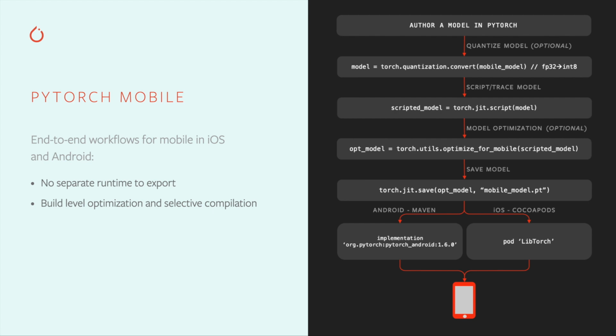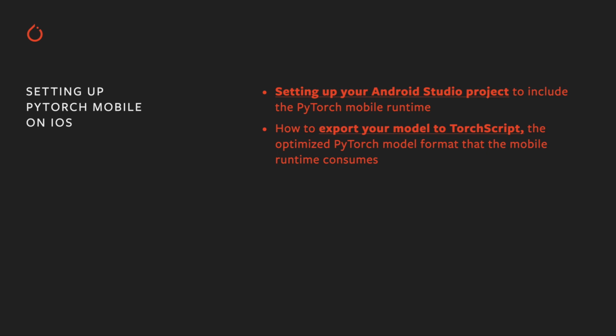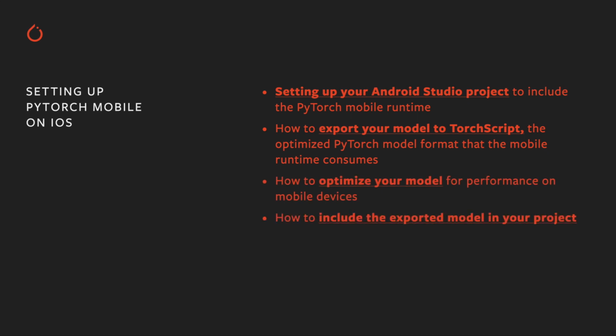Including the library in your project is a one-liner, but there is more to do getting your model set up for best performance on mobile. In this video, we'll demonstrate how to set up your Android Studio project to include PyTorch Mobile, how to export your model to TorchScript, PyTorch's optimized model representation, how to optimize your model for best performance on mobile, how to include your model in your project, and how to call the model for inference from your Java code.